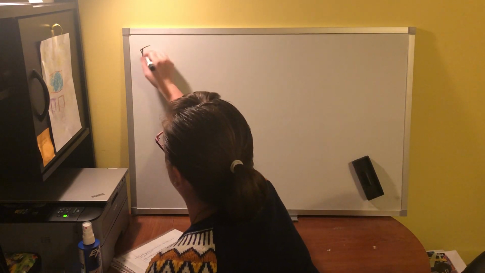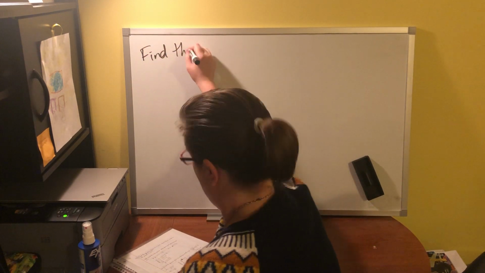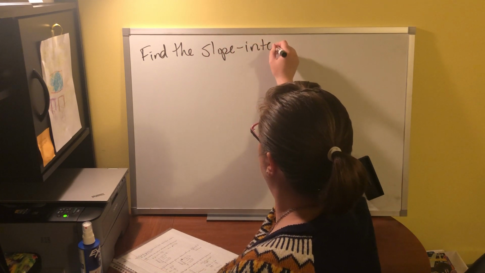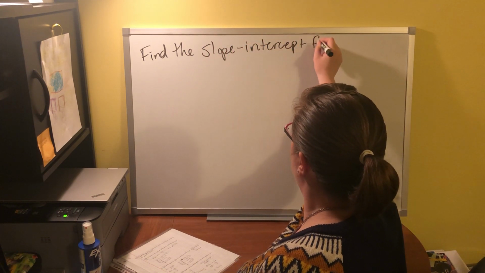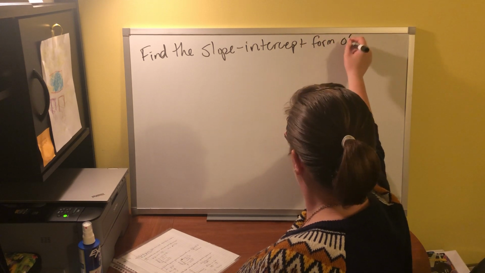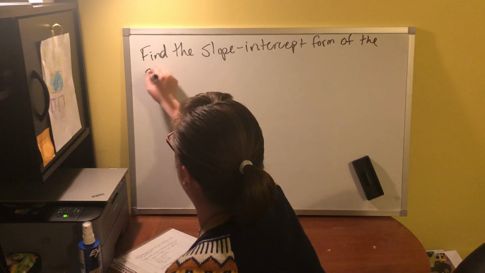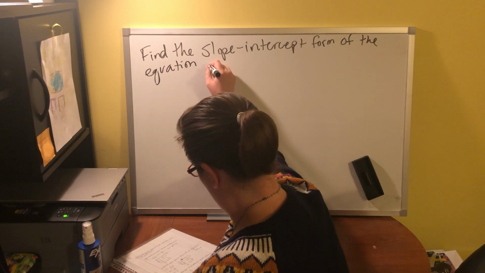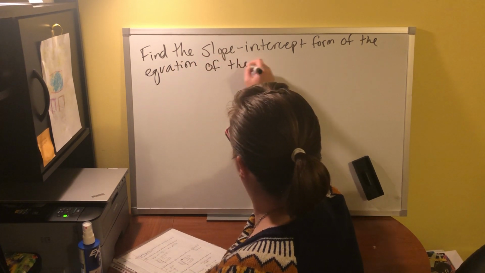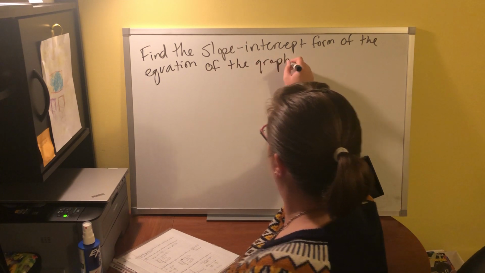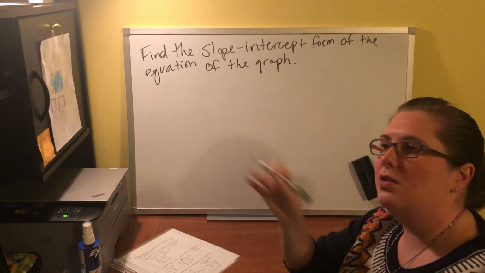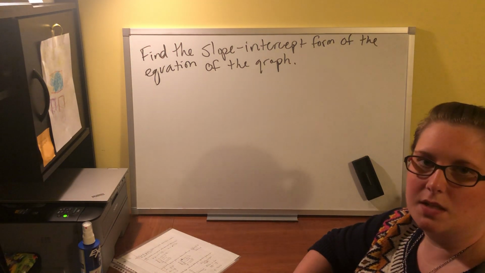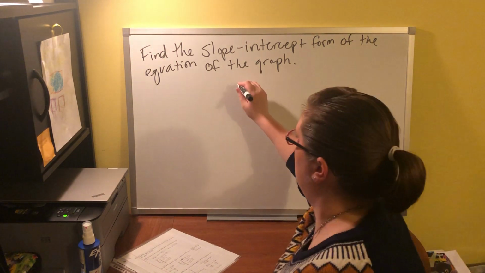Okay, so they're going to tell you to find the slope-intercept form of the equation of the graph. So now they're going to give you a graph and you're going to be able to tell me what the equation of the line is. Okay, and it's not that bad, I promise. So we're going to have a graph.